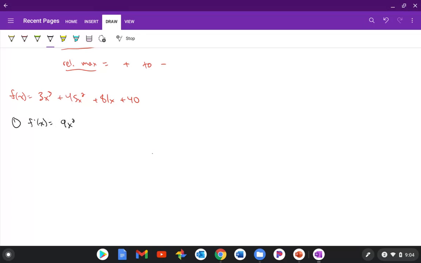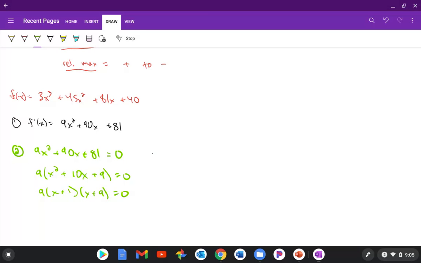It's going to be 9x squared plus 90x plus 81. The second step is to then set the derivative equal to 0. So 9x squared plus 90x plus 81 equals 0, and we're going to find the critical points. To do this, we need to factor it. Since all of these have a factor of 9, I'm just going to go ahead and pull a 9 out. This is x squared plus 10x plus 9 equals 0. And then factoring that would become 9 times x plus 1 times x plus 9.